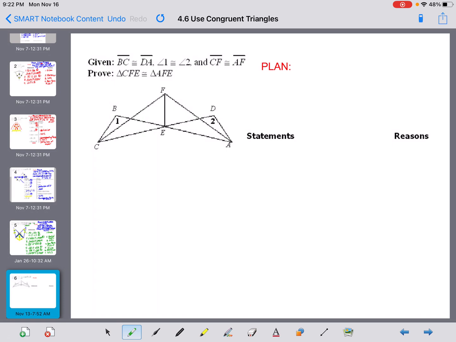Lots of triangles showing up here, so we're really going to have to focus on what we can see and what we can work with, okay? I have BC congruent to DA, so BC and DA there. I have angle 1 up here, congruent to angle 2 up here. I have CF, now be careful, that's a big one there, congruent to AF, so it goes all the way down to the bottom. And our final job is to prove triangle CFE, that's this one over here, congruent to AFE, which is this one here. Okay? So those yellow triangles are what we're trying to prove congruent.